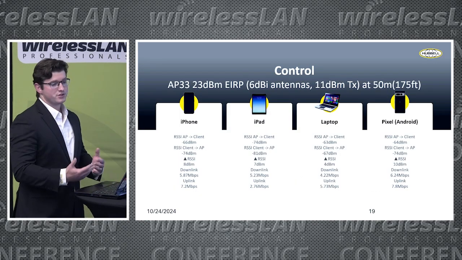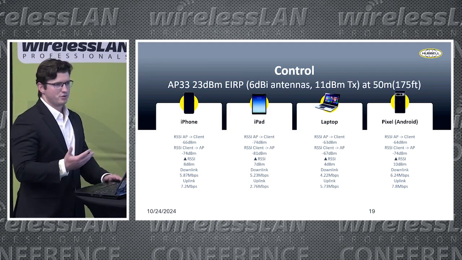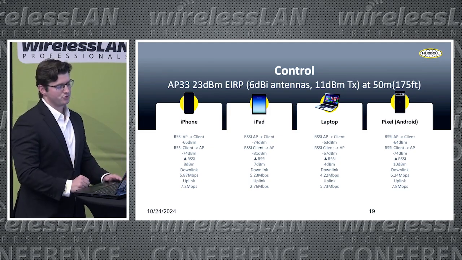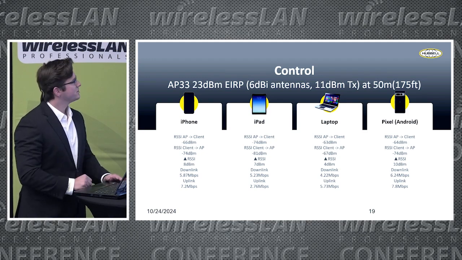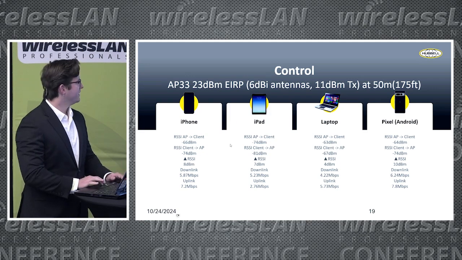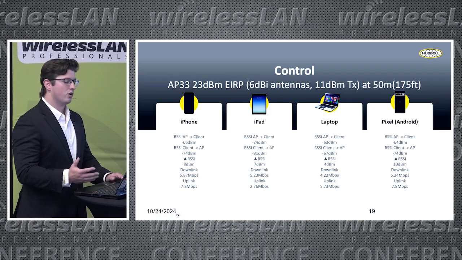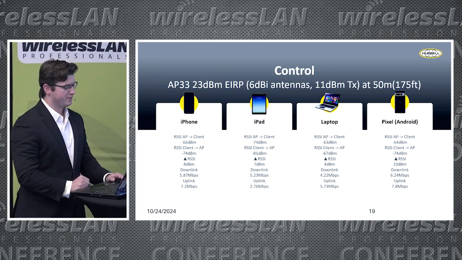So this is the first test that I did. It was the control test. This is just a standard AP33, again, the 4 spatial stream AP. You can see all the stats for it up there at the top. And we can see here that it's showing the AP to client RSSI. This is what we typically see. And then this here is what we got from that dump log of what the client is hearing the AP at. And that's the average across the 4 spatial streams.